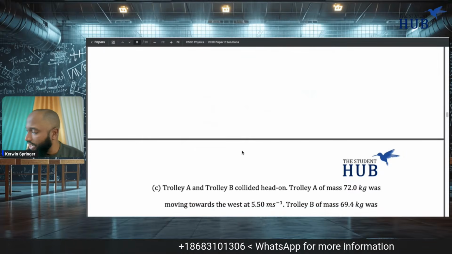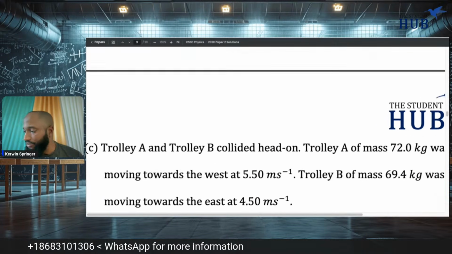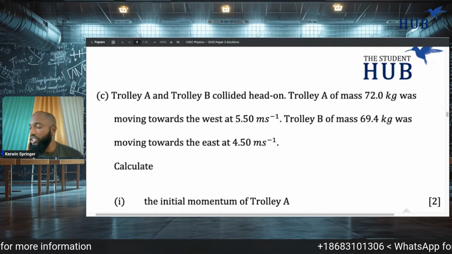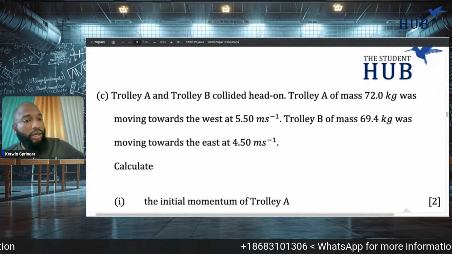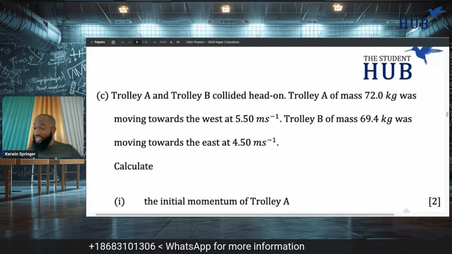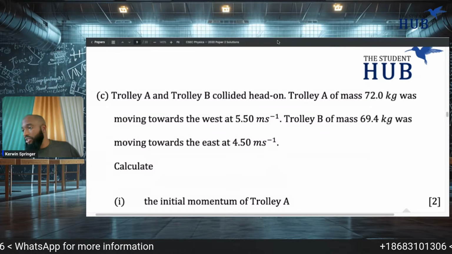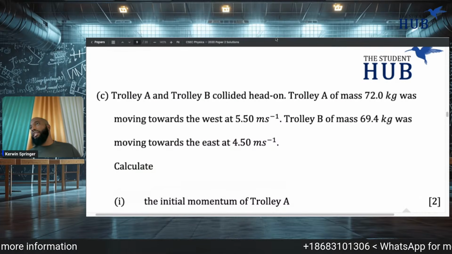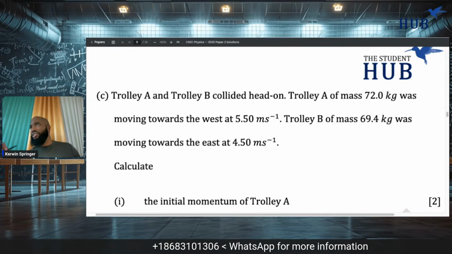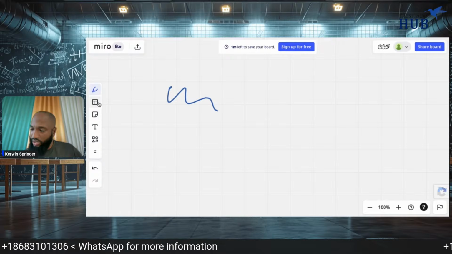Trolley A and trolley B collided head on. So they're giving you trolleys as the examples here. Calculate the initial momentum of trolley A. What is something that you need to watch out for when you're doing this? The direction, very good. So the direction is key in these types of questions. So you need to set one direction. Set one as a direction and then move on.